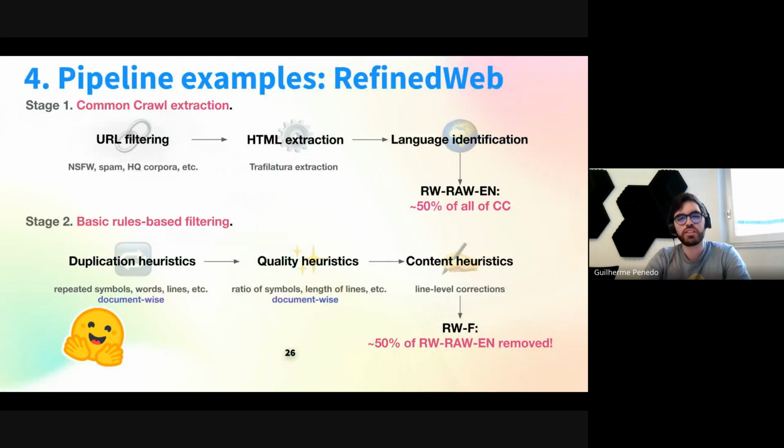Now I'll just walk you through an example so you have a clear idea of what one pipeline could look like. This example pipeline is the one used for RefinedWeb. So we started with our Common Crawl text, before even looking at the text. And as I was telling you before, we use the HTML version, not the text version.